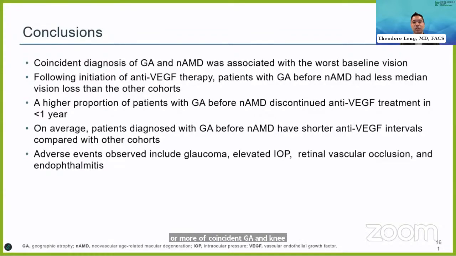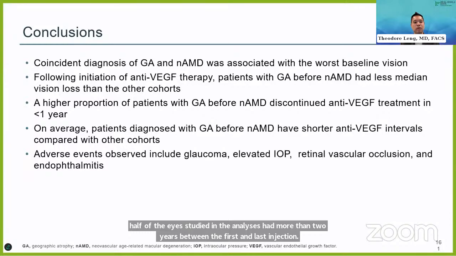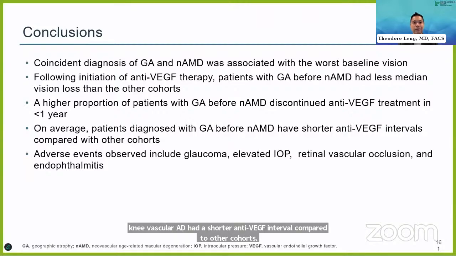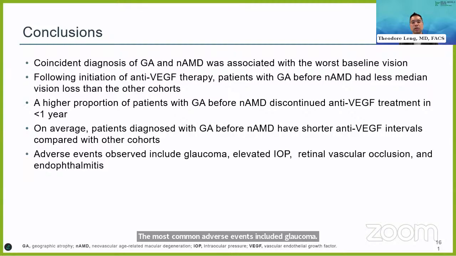Half of observed eyes with GA prior to neovascular AMD sustained or improved visual acuity through treatment year 3 after anti-VEGF therapy was initiated. Across all cohorts, bevacizumab was the most often used initial anti-VEGF. About half of the eyes studied in the analyses had more than 2 years between the first and last injection. The highest level of injection discontinuation was in year 1 for those with GA before neovascular AMD. And on average, patients diagnosed with GA before neovascular AMD had a shorter anti-VEGF interval compared to other cohorts. The most common adverse events included glaucoma, elevated intraocular pressure, retinal vascular occlusion, and endophthalmitis.